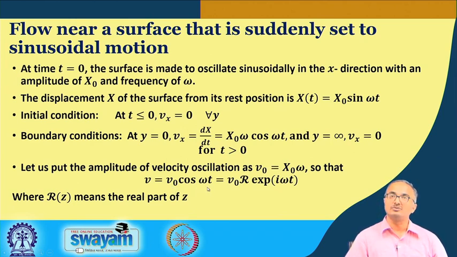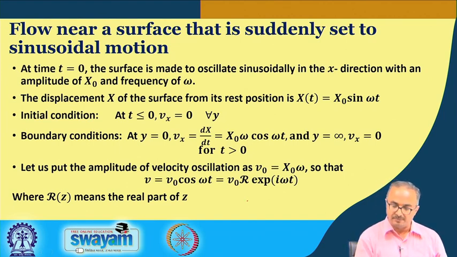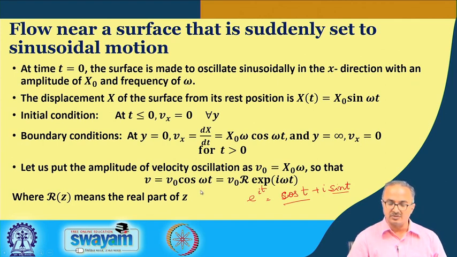Now, you know that cos omega t may also be written in exponential form. We know that e to the power i t is equal to cos t plus i into sin t. So, cos is the real part and sin is the imaginary part. So, we are writing cos omega t as the real part of the exponential of i omega t, in a concise manner.